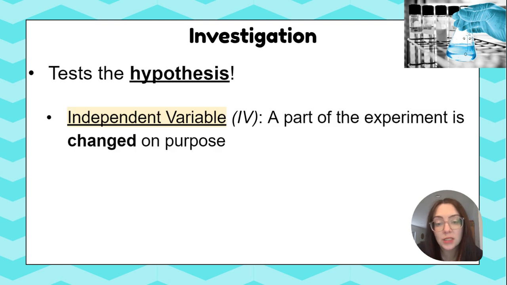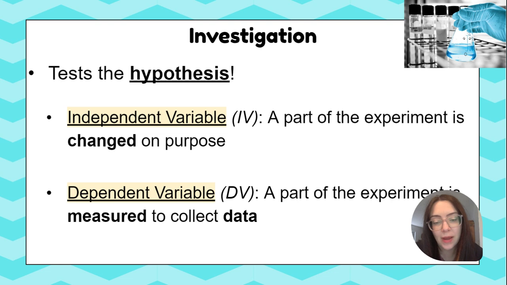Now, the parts of the experiment, you do need to know these, okay? The independent variable, or we might just call it the IV, is the part of the experiment that is changed on purpose. The dependent variable is the part of the experiment that is measured to collect data, the DV.